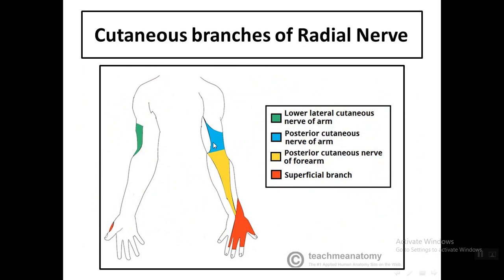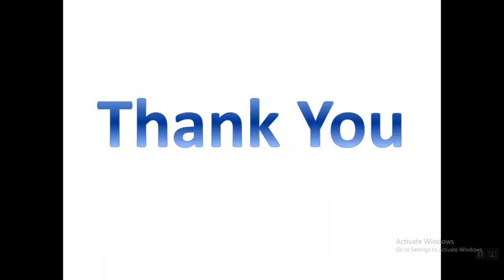These are cutaneous branches given from the radial nerve. It gives, for example, the lower lateral cutaneous nerve of the arm, as we said, and the posterior cutaneous nerve of the forearm. Also its superficial branch will supply part of the dorsum of the hand. So in total it gives the lower lateral cutaneous nerve of the arm, the posterior cutaneous nerve of the arm, and the posterior cutaneous nerve of the forearm. Thank you.